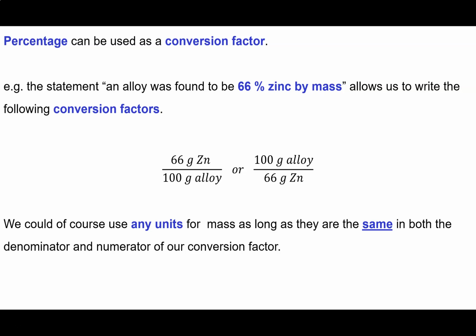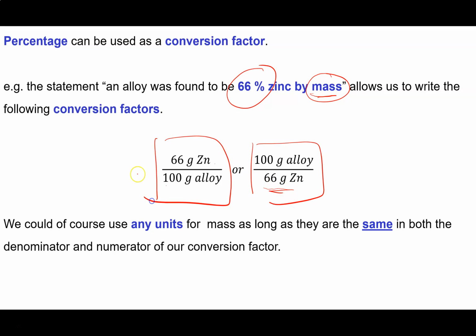So here's an example. It says an alloy was found to be 66% zinc by mass. And that allows us to write a couple of conversion factors, because what this really means is that we get 66 grams of zinc for every 100 grams of alloy. Now it just says by mass, so you could make that pounds or you could make that kilograms or whatever, it wouldn't matter, as long as they were in that ratio of 66 to 100. Or the other way of saying this is that for every 100 grams of alloy, 66 grams of it are zinc.